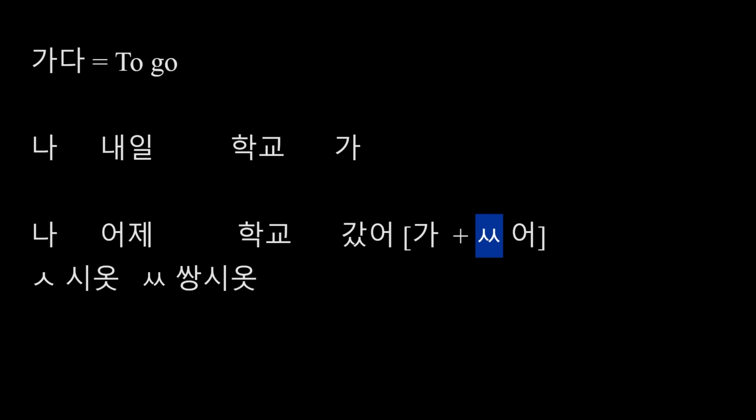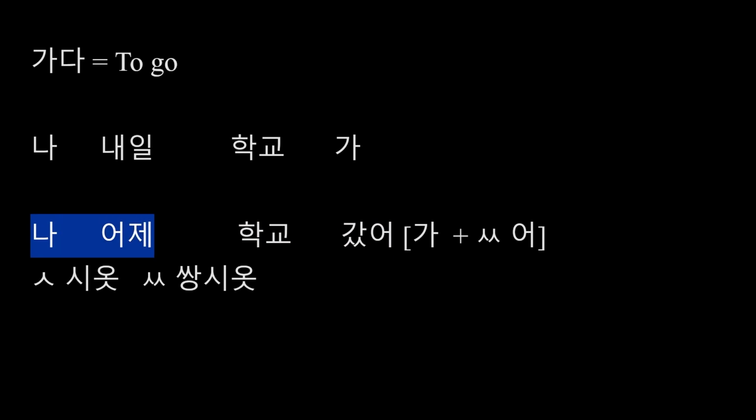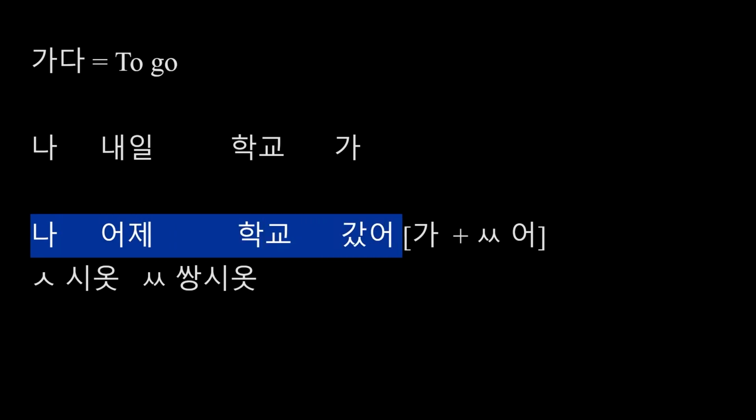Whenever you hear or see 쌍시옷 in a verb's body, which is like that, here it becomes 갔, it means it's in the past tense. So here we have 갔어. So the first sentence, 나 어제 학교 갔어. Okay, so I went to school yesterday.